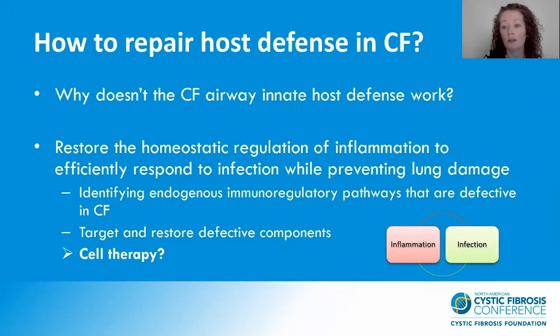So what does this all mean for the future? I think we still have a lot of work to do and things to figure out. Why doesn't the CF airway innate host defense work? I've tried to highlight some of the reasons for this in my previous slides, but it's obviously a huge question. We're beginning to understand more of the characteristics of CF airway epithelial and immune cells with the advent of new technologies, but more characterization is needed.